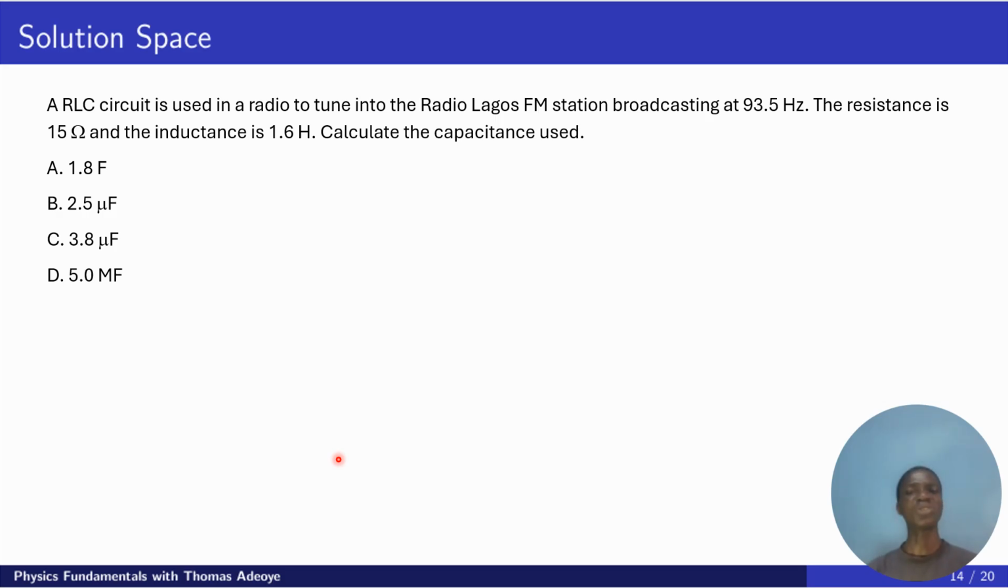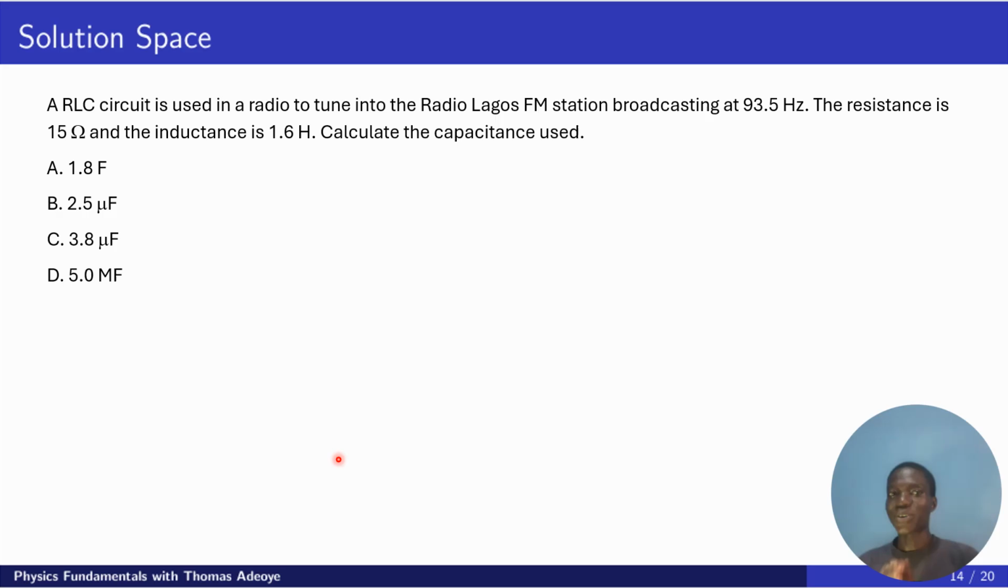I told you it's always good to know where questions are coming from. So whenever you see something like this, we have an RLC circuit. That is a circuit that contains R, which stands for resistor, L for inductor, and C for capacitor. So this is a circuit which contains resistance, inductance, and capacitance. Now, in radio tuning, we use something called resonance.